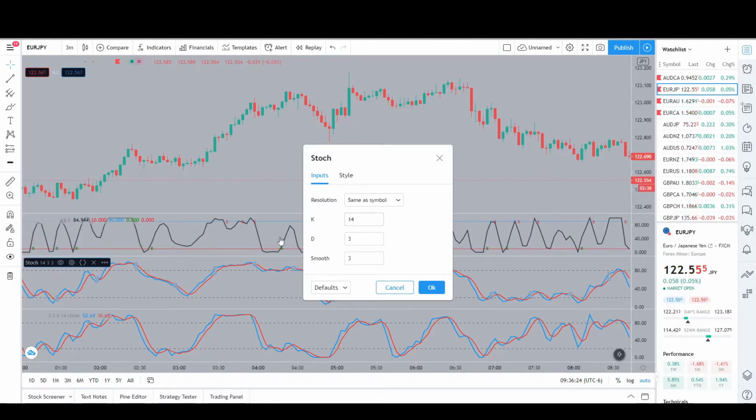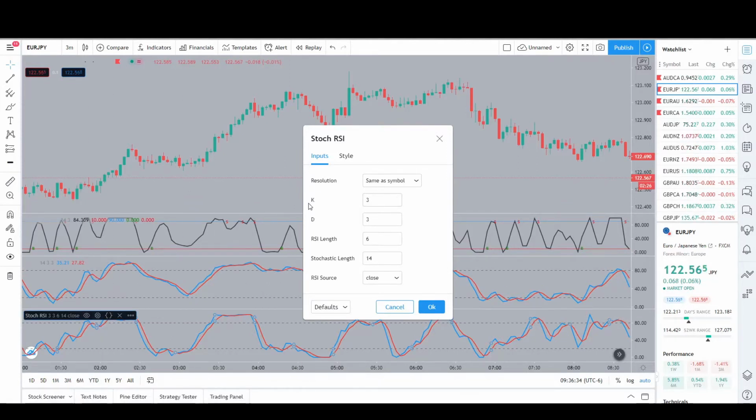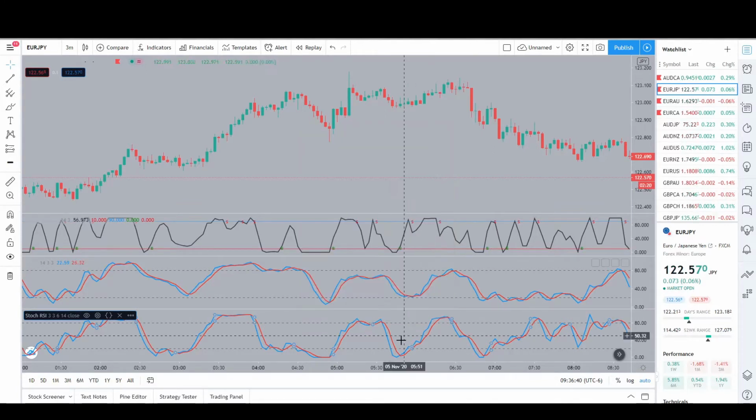For Stochastic, I keep it at 14, 3, and 3, and this is the same in terms of settings for DMI stochastic, just different definitions for these. And the Stochastic RSI, same thing for your K and D. RSI length, you're going to want at 6, stochastic length 14, and that's about it.